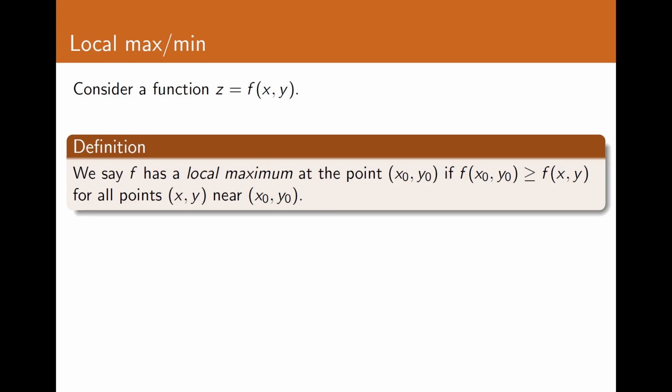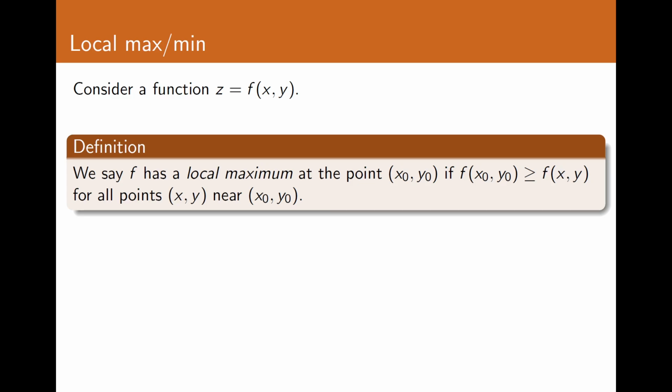So what this means, this near (x0, y0), is if you think of (x0, y0) as a point in the xy plane, then you draw a circle around that point of any size you want. It can be a big circle, can be a small circle, but as long as you can find some circle around that point so that all the points (x, y) that are in that circle, the values of f of (x, y) are less than or equal to f of (x0, y0).